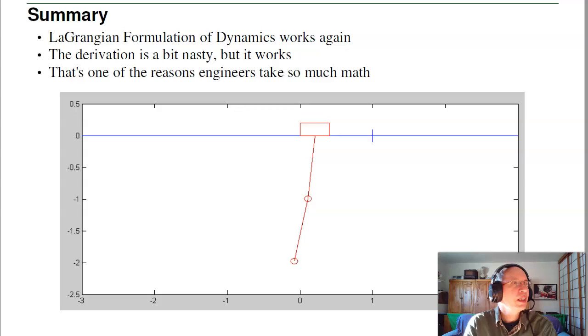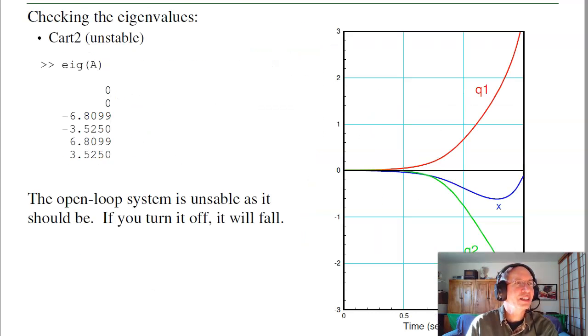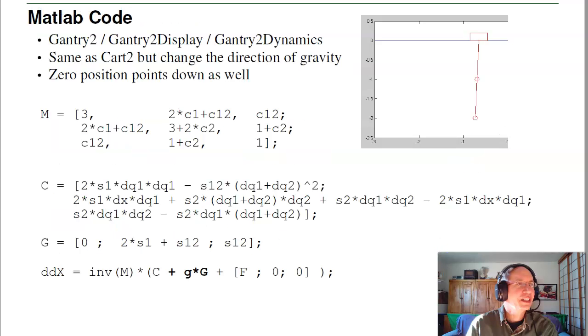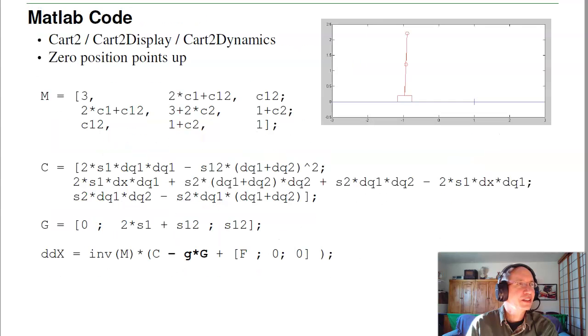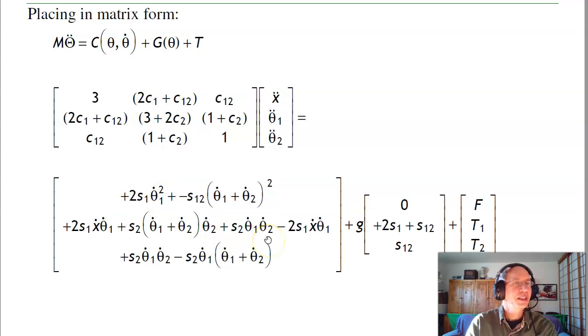So in summary, the Lagrangian formulation of dynamics works for us. Not real fun, a kind of long, lengthy derivation. The derivation is a bit nasty, but it does work. But that's one of the reasons we engineers take so much math. If you want to know the dynamics of a double pendulum, there's not much way around it. Once I get those dynamics, then I can start looking at designing feedback controllers to stabilize it. But that'll come later in the semester. Right now, we've just got the dynamics, and here they are, the dynamics of a double pendulum.